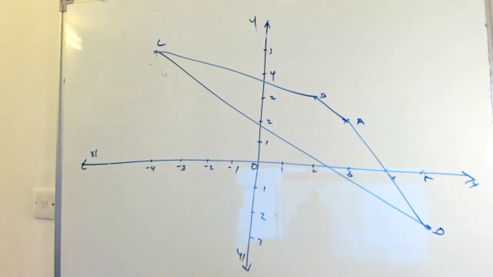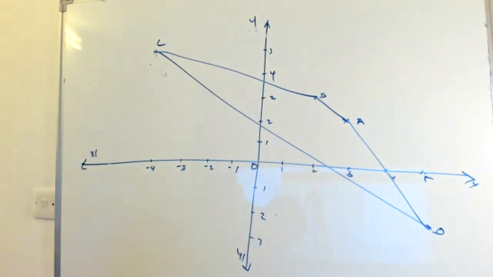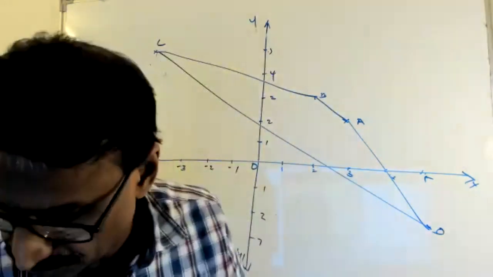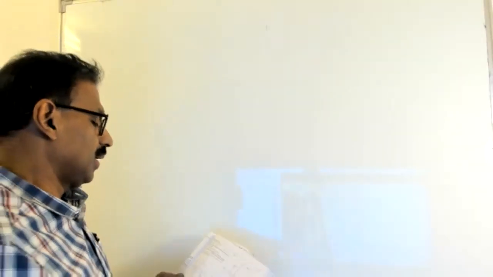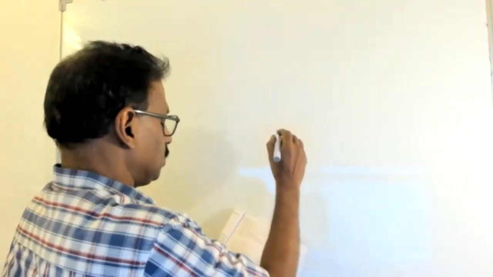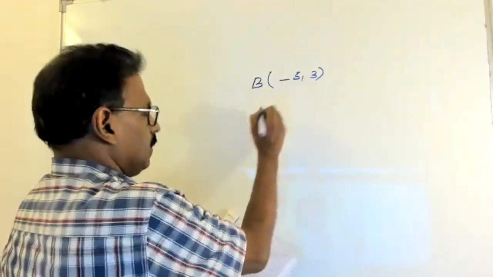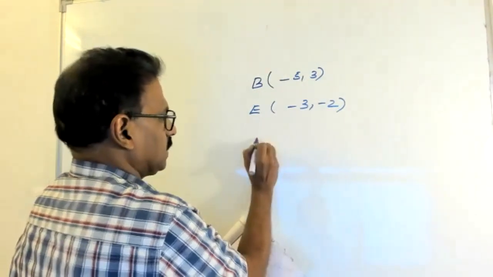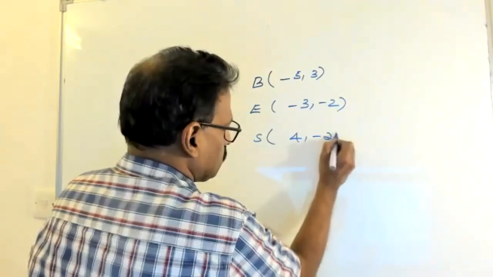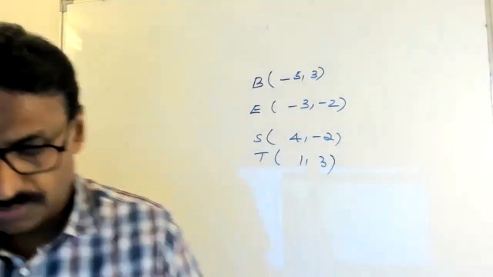Plot the following points on a graph paper and join them in order. B is minus 5, 3. E is minus 3, minus 2. S is 4, minus 2. T is 1, 3. Okay. Question again.